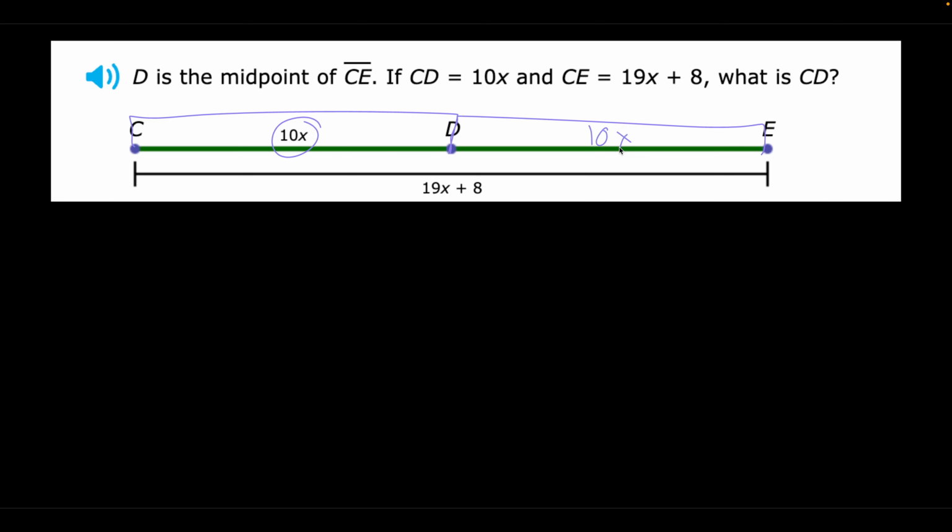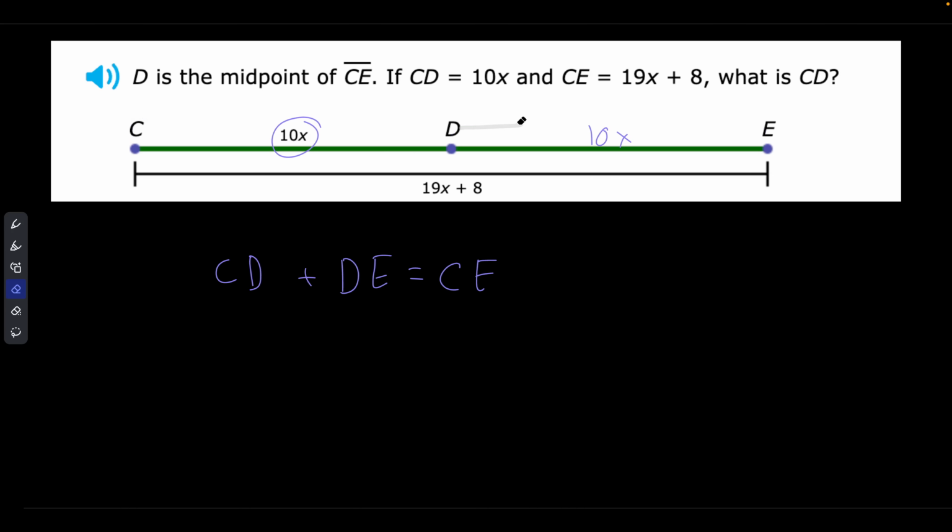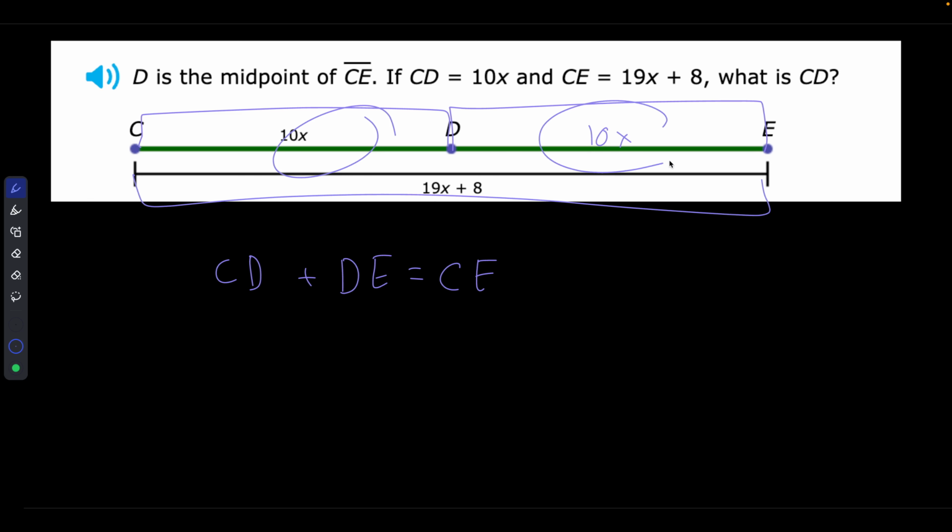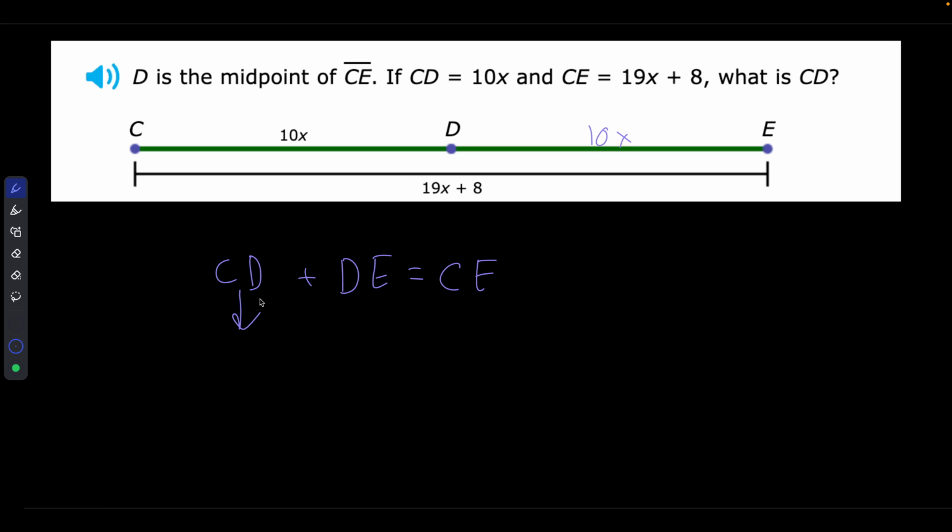And now something to think about. CD plus DE equals CE. Let me explain that a little bit. This says CD, which is this part, plus DE, which is this part, equals the whole segment, which should make sense, right? This part plus this part is the whole thing. So now we can plug things in. CD is 10x, DE is 10x, and CE is 19x plus 8.